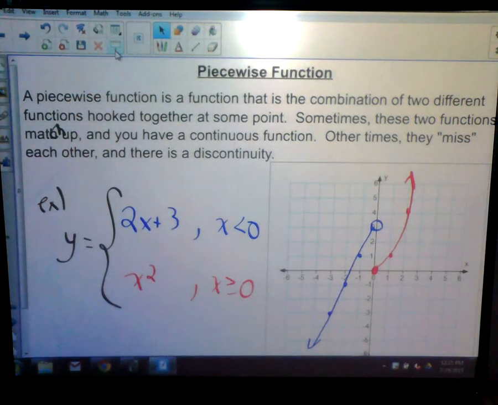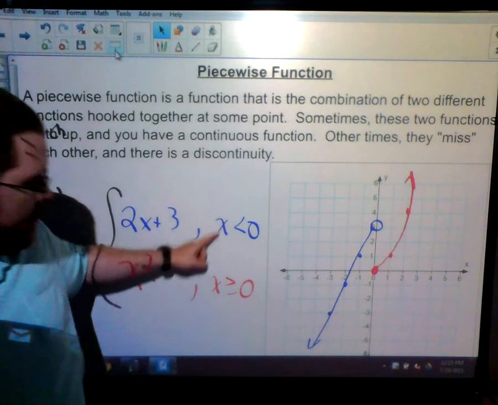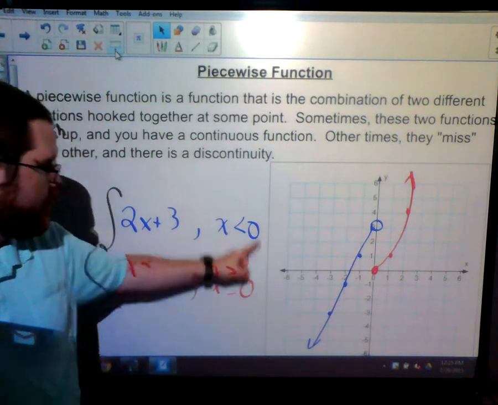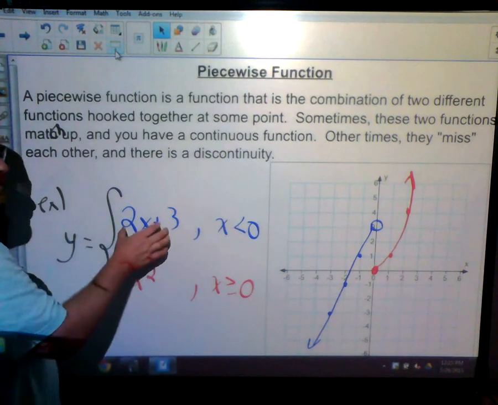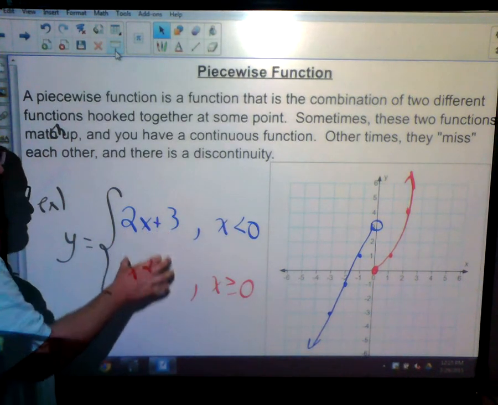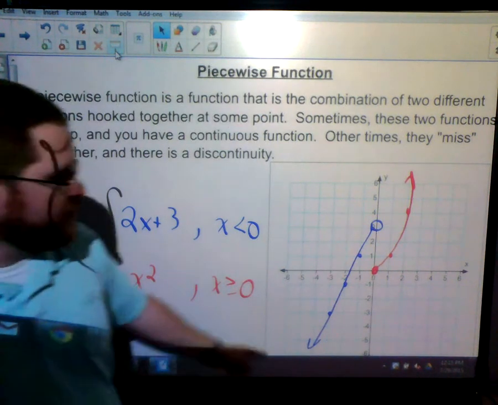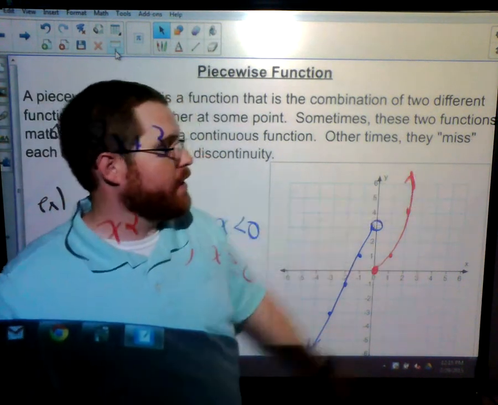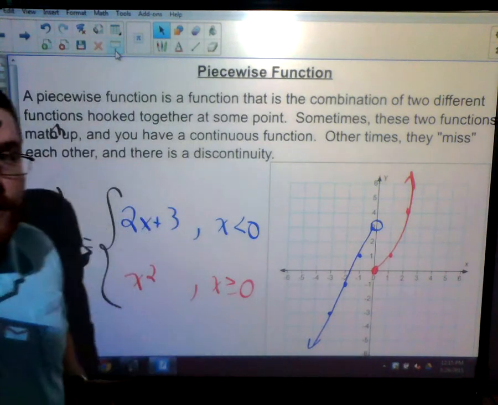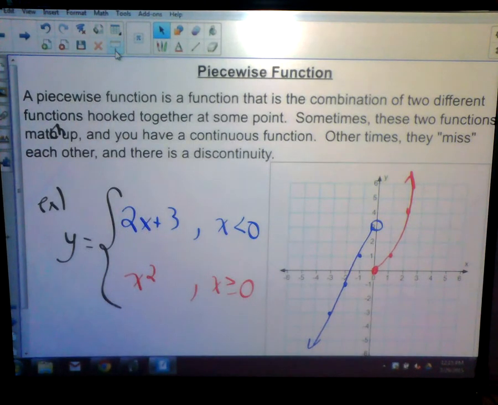Here's an example of a piecewise function. Where do these 2 things hook together? They hook together at 0. One side, the left side, is this line, 2x plus 3. The right side is a parabola, x squared plus 4. And you can see 2x plus 3, and then the parabola x squared plus 4. They missed each other, but that's okay. That's a discontinuity. So a piecewise function is 2 different functions hooked together.